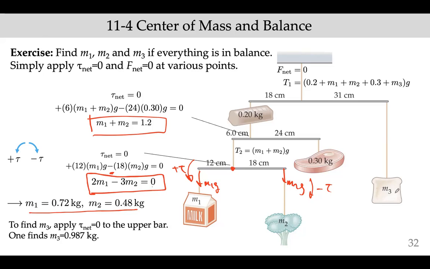Okay, now finally, how do you find M3? To find M3, apply net torque equals 0 to the upper bar. So apply it here. And if you do that, you will find M3 to be 0.987 kilogram. So I'll leave it to you to calculate M3 by applying torque net equals 0 to this point.